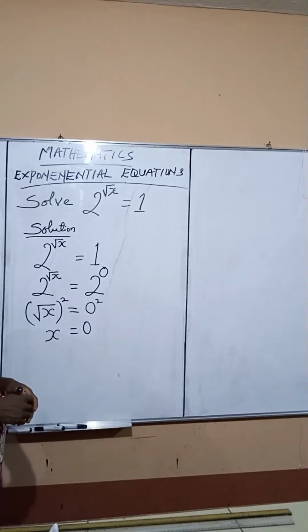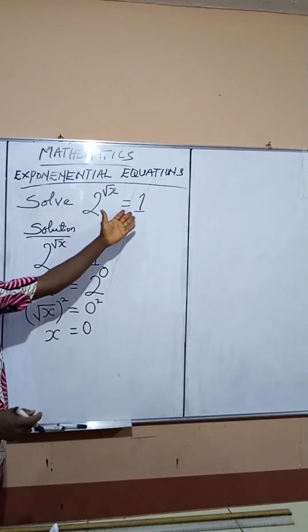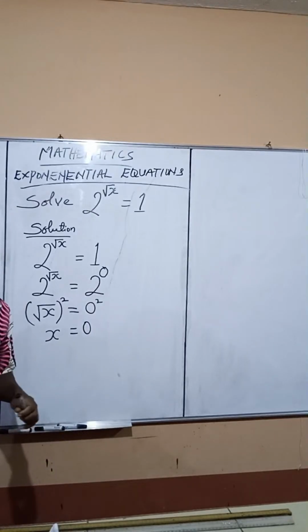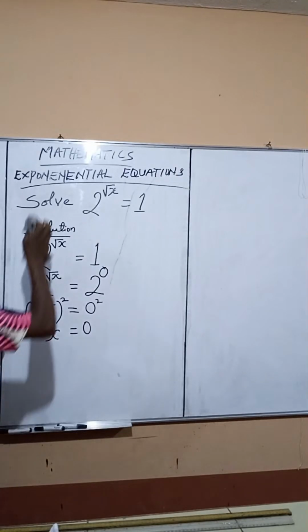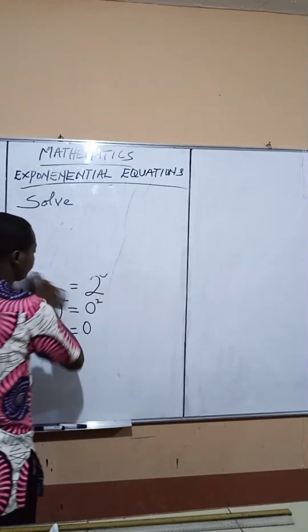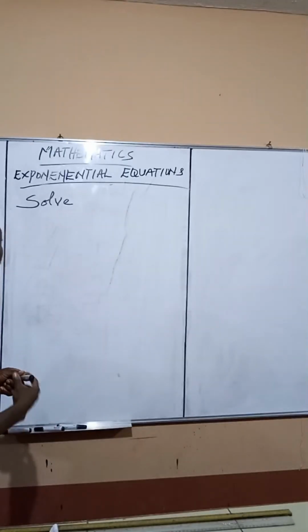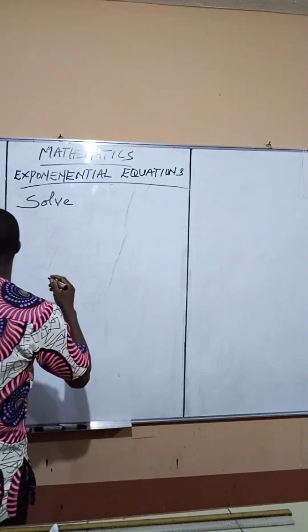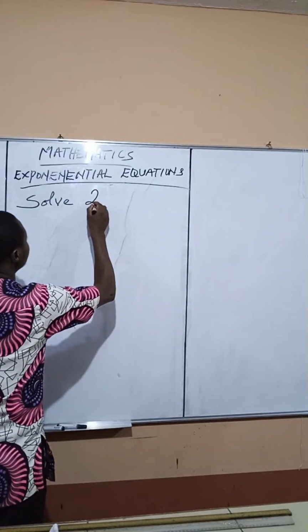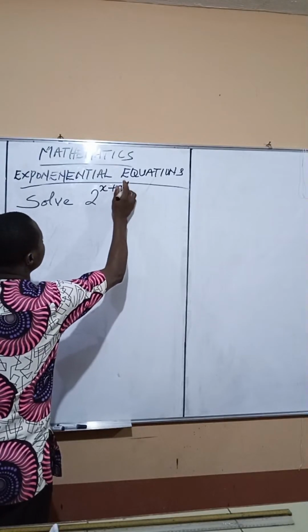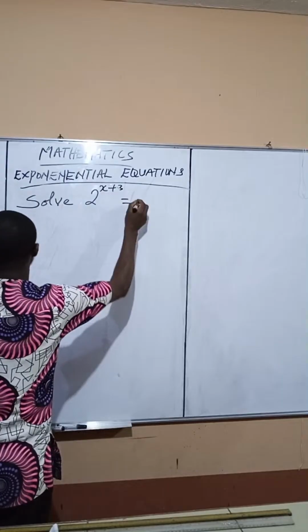We are moving straight to the next one. From here, I simply started with the simplest one, right? But we are progressing to the next one, which is number 2. So we are going to progress right away without wasting much time. So I'm going to be doing it gradually so that we can all follow. The next one is 2 raised to the power x plus 3 equals 32.